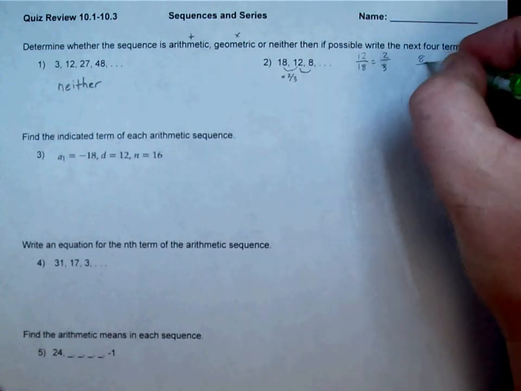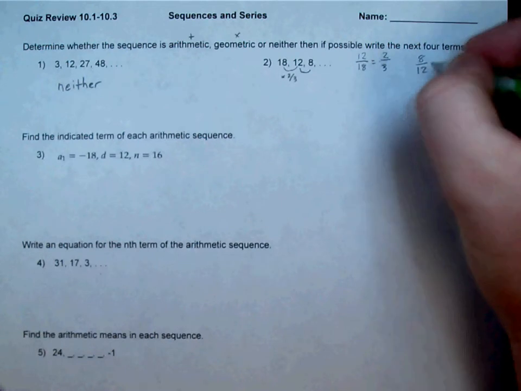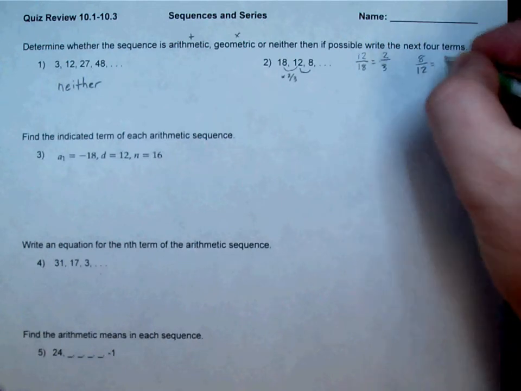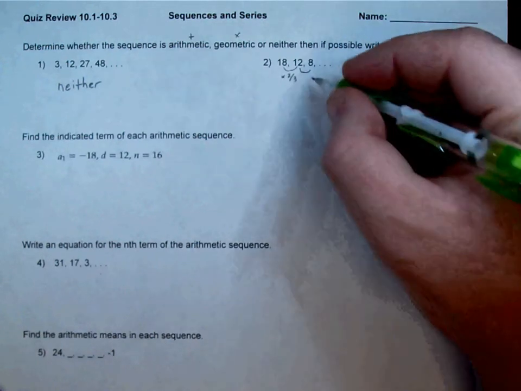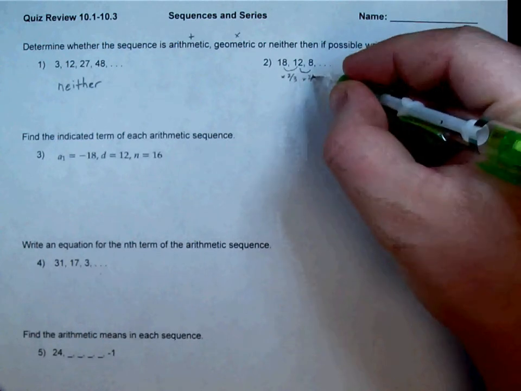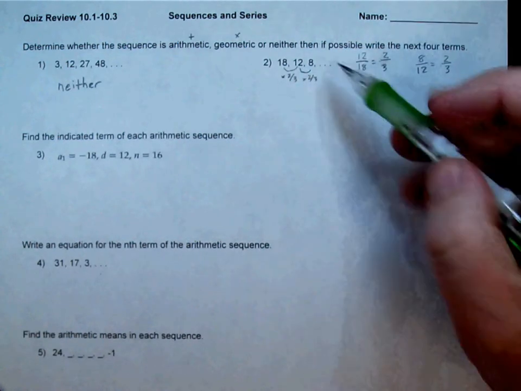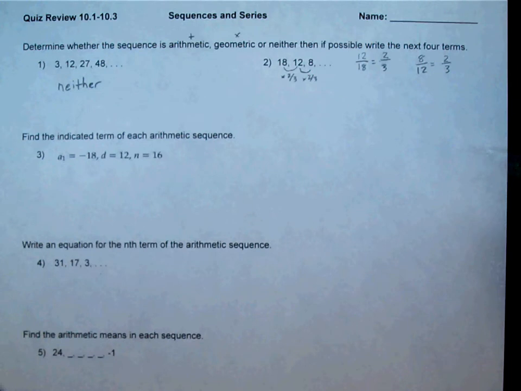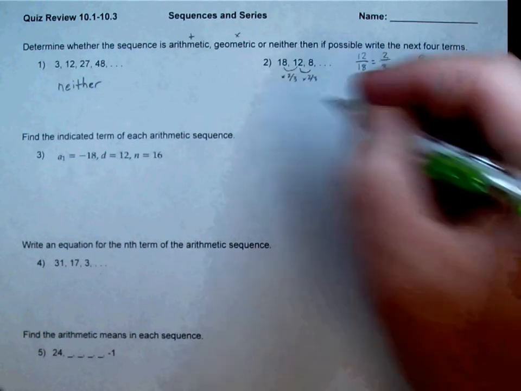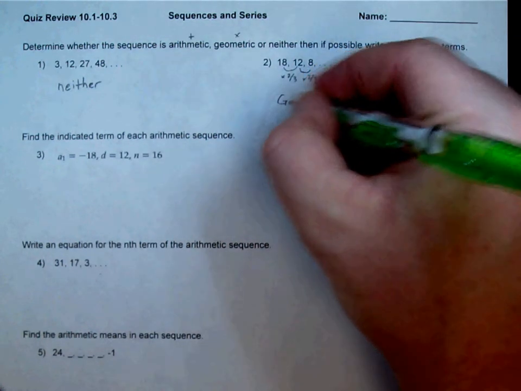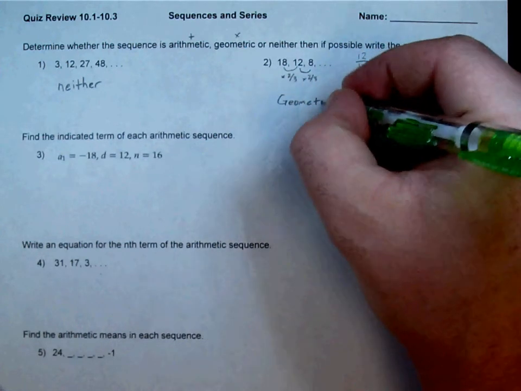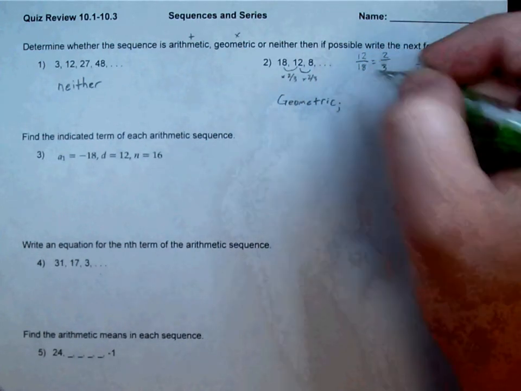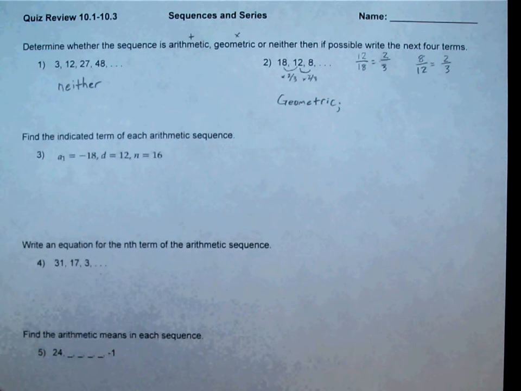The later number is 8, divided by the prior number, which is 12. Divide them both by 4. I get 2/3. There's some consistency. So yeah, we're multiplying by 2/3 over and over again. So that means this is, in fact, geometric. And then we have to list the next 4 terms.